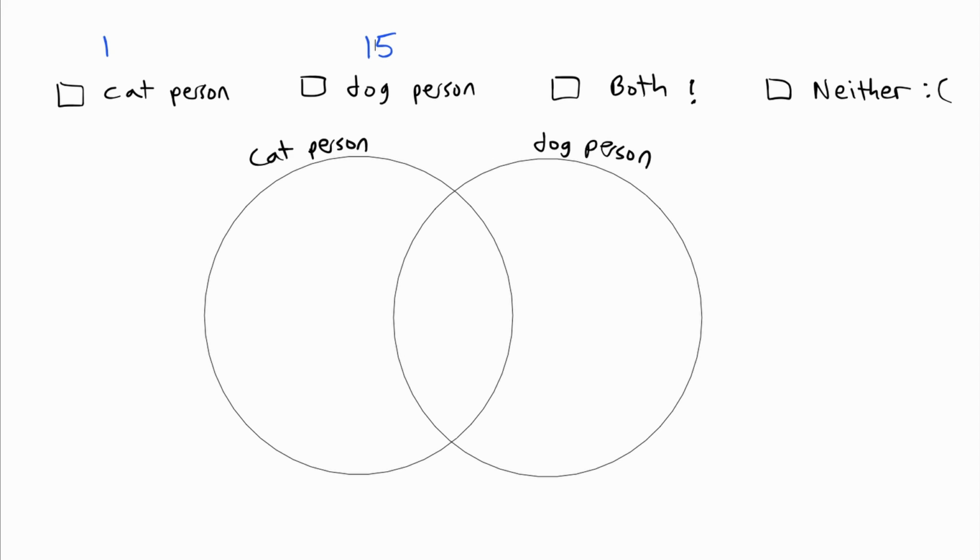How many are for both? 1, 2, 3, 4. Okay, perfect. How many neither? You don't like any of these animals? Nobody? All right, that's fine.